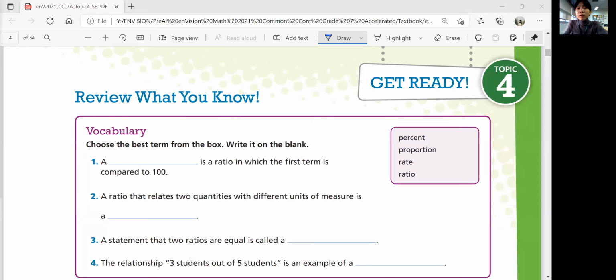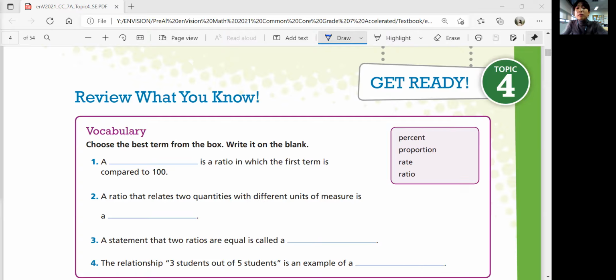So let's look at some vocabulary that might be useful and see the skills that you've already learned and review so that you're ready for this topic. Okay, let's look at page 219, review what you know. Choose the best term from the box, write it on the blank.